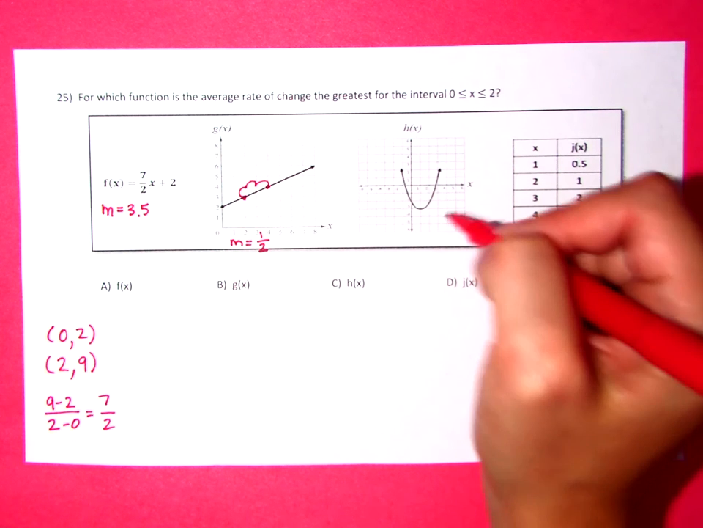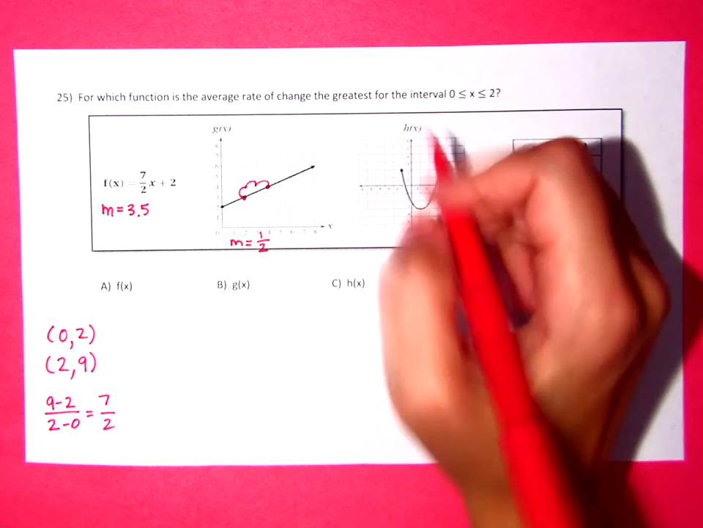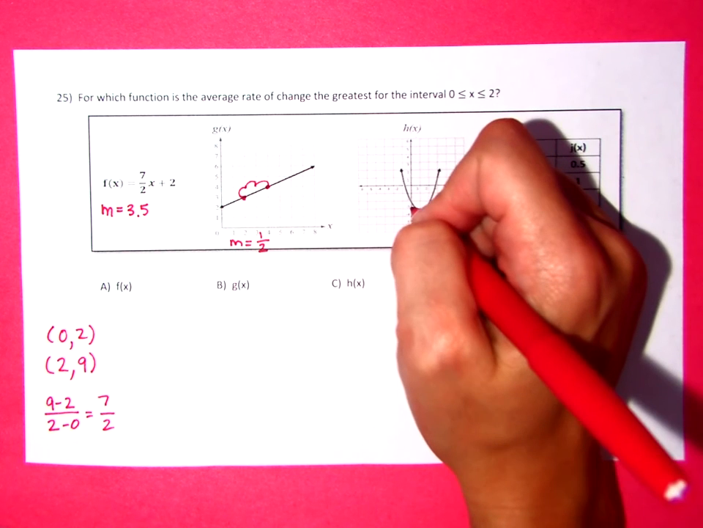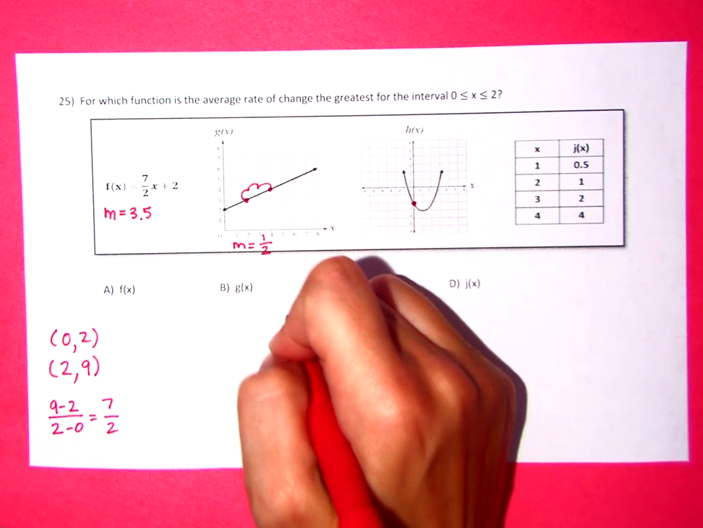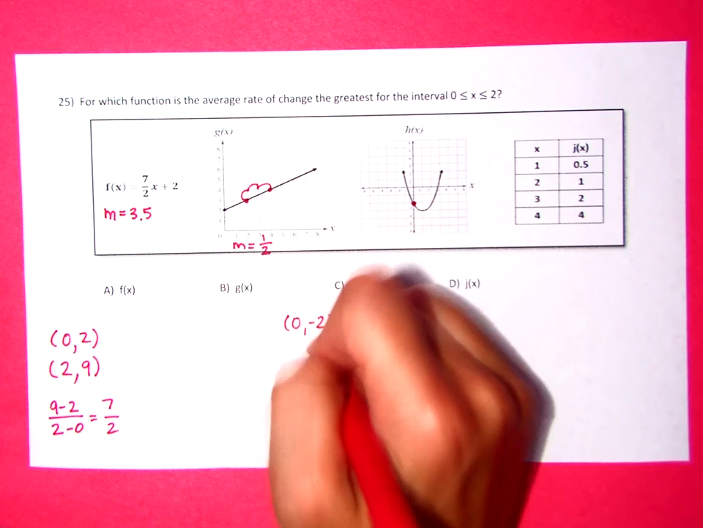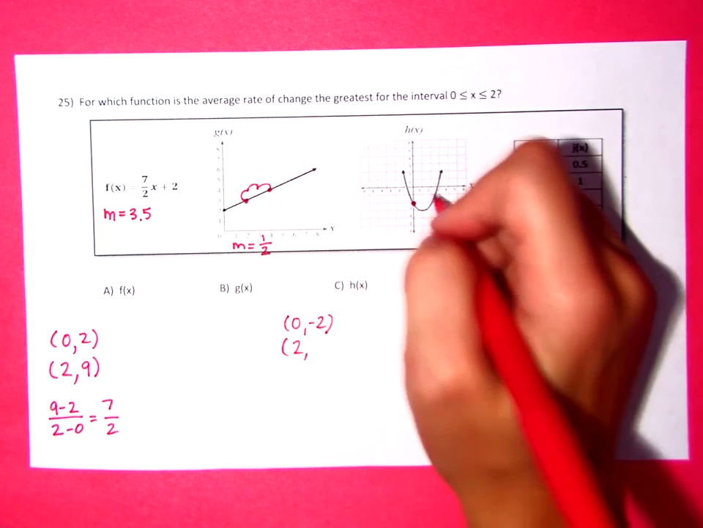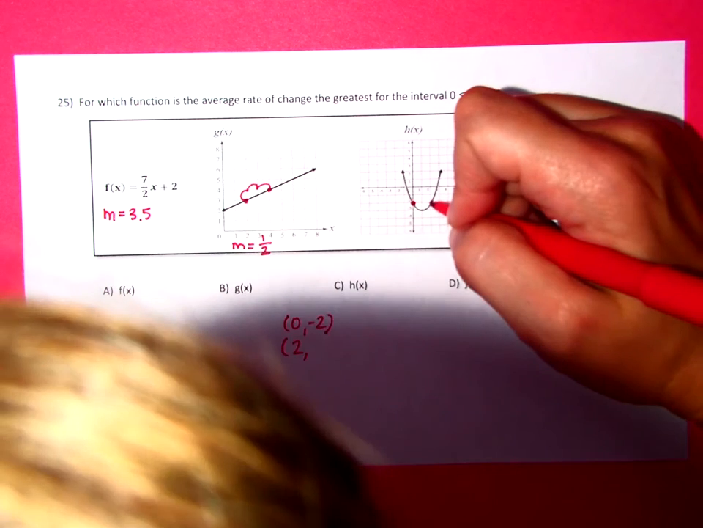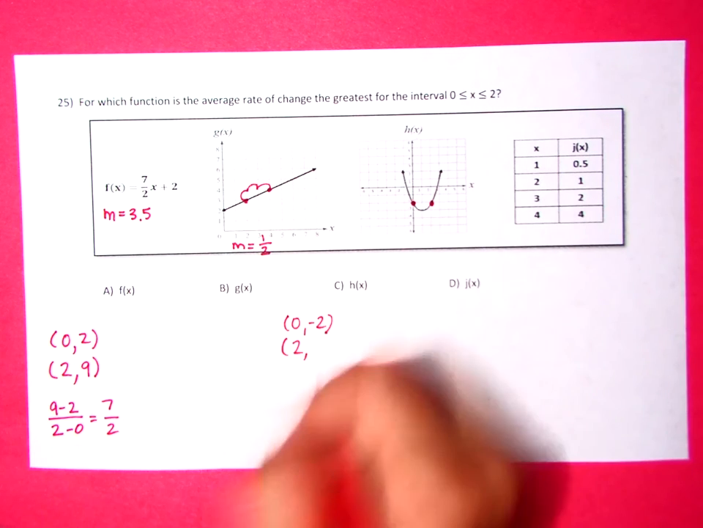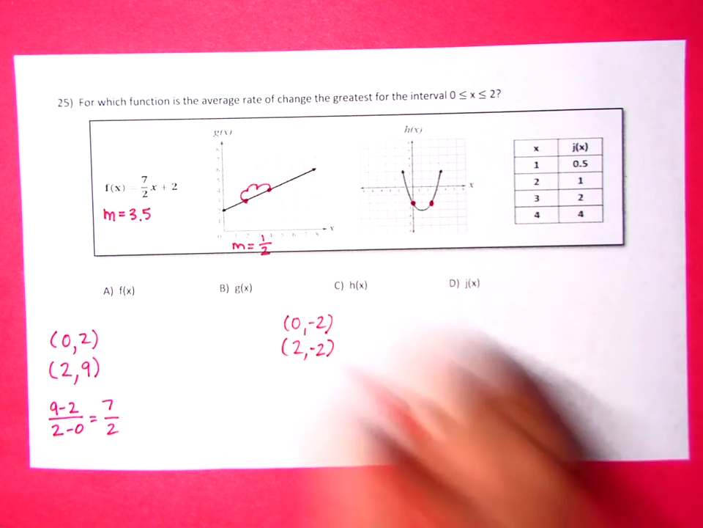Now, h of x is not linear, so we do need to go ahead and mark where x is 0 on this graph, which is going to be right here. So that's going to be 0, comma, negative 2. And then when x is 2, so let's look at it on the graph here. It's going to be at 2, comma, negative 2.